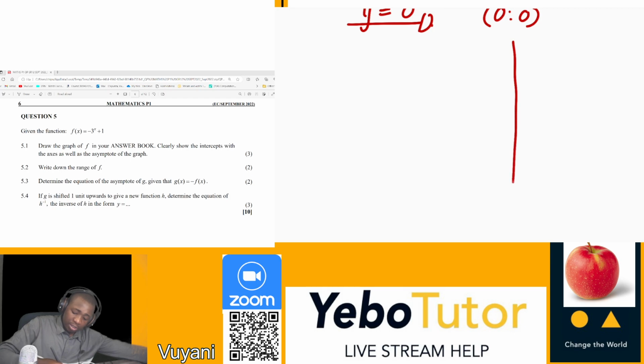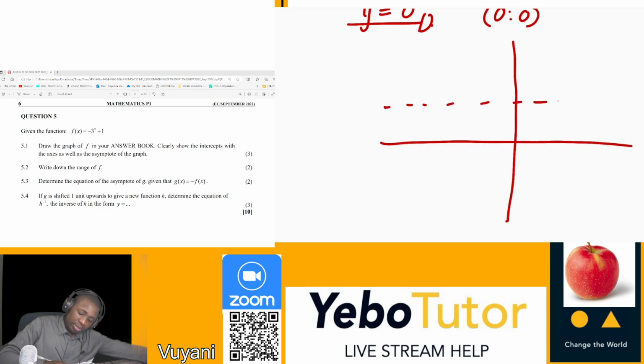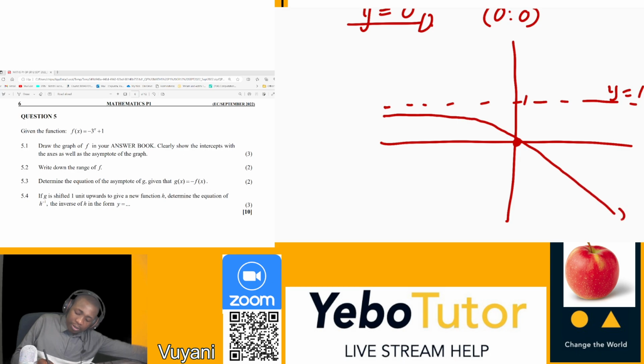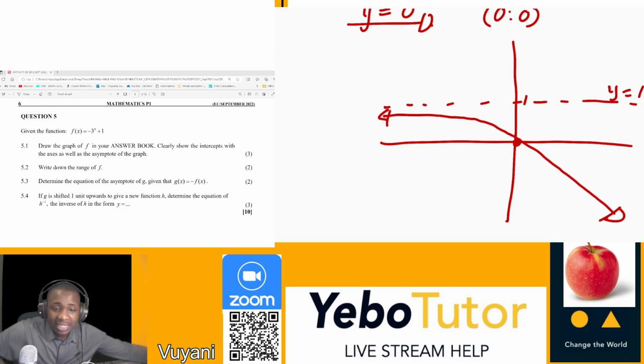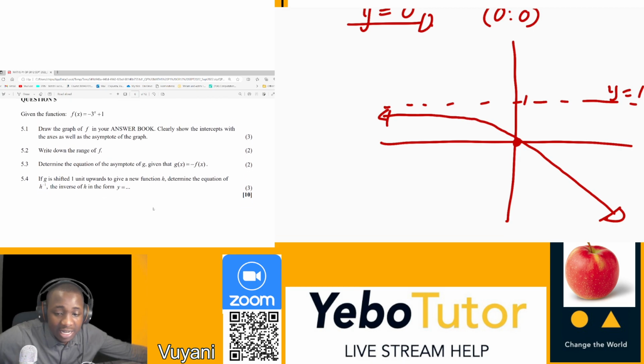Here is our function. Then we say that we have a horizontal asymptote at y equal to 1. We plot our y equal to 1 here. So this is y equal to 1. Then we have a coordinate here. Then we say that it is a horizontal asymptote, which means our graph should not even touch the asymptote. Then here we go. Done like that. Just like that, we are ready to live our best life. 3 marks in our pocket.